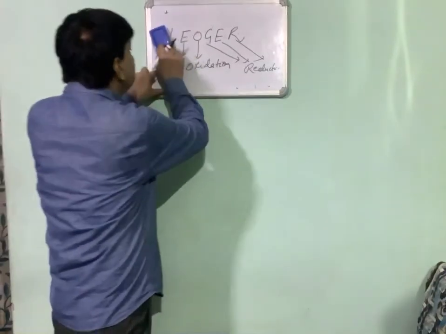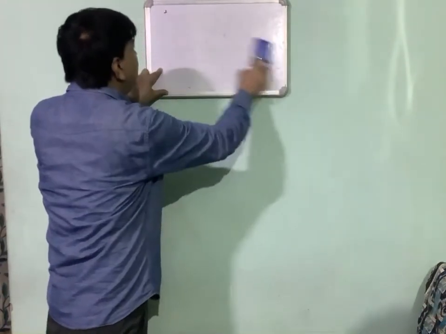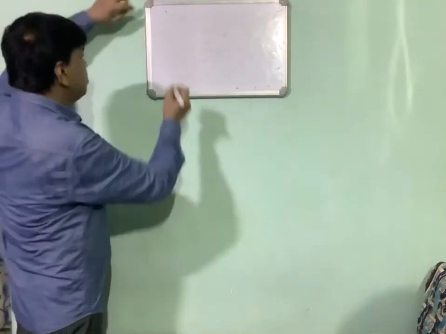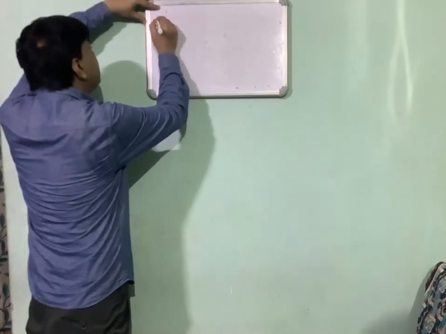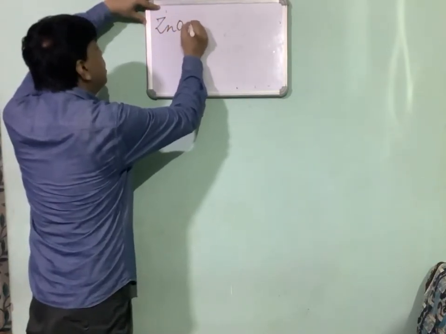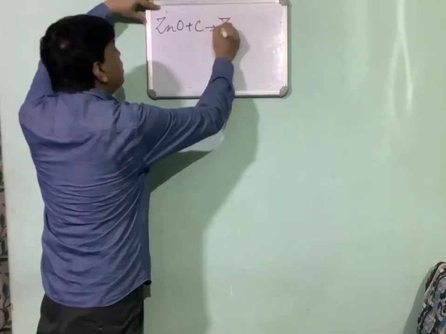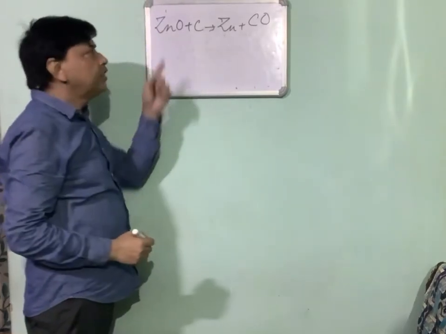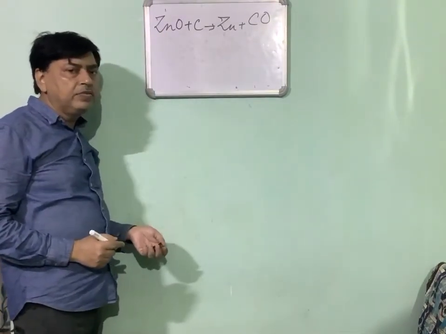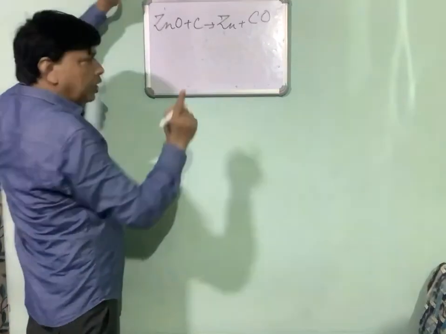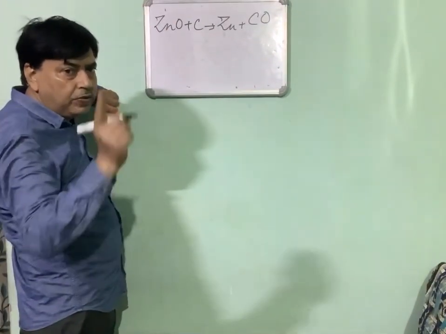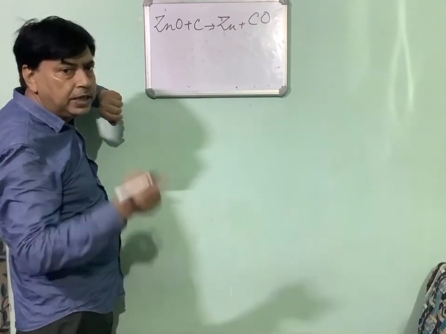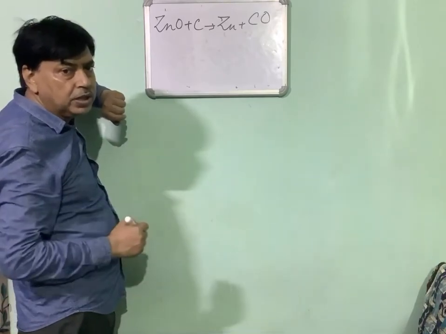Now I am giving you an example. How can you find which substance is oxidized and which substance is reduced? Let's suppose in this reaction ZnO plus C gives Zn plus CO. Now the question will be which substance is oxidized and which substance is reduced. According to the definition, the gain of oxygen and loss of hydrogen is called oxidation, and gain of hydrogen and loss of oxygen is called reduction.